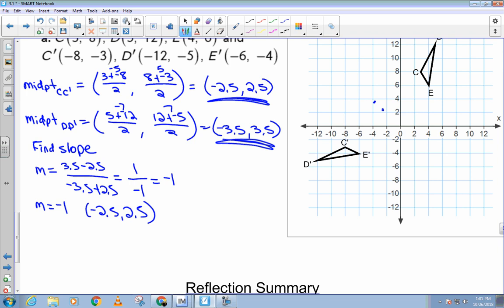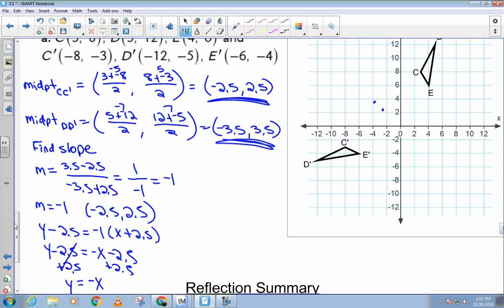Okay? So again, I'm going to do y minus, my y1 is 2.5, equals, my slope is negative 1, and then x minus a negative 2.5. Distribute the negative. Okay, I end up with negative x minus 2.5. I'm going to add 2.5 to both sides. What happens? They cancel. So what do I end up with? Y equals negative x. So it's the same thing, it just has the opposite slope. Okay? So that is my line of reflection.